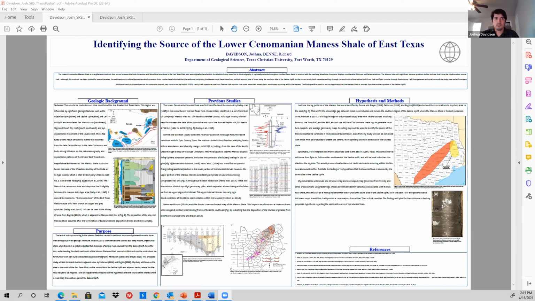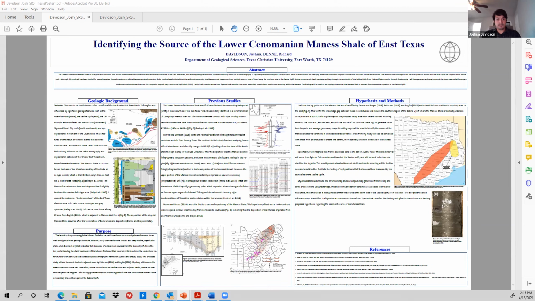Everyone, we're going to go ahead and get started with our first speaker, Josh Davidson, on the topic of identifying the source of the Lower Cinnamonian mantle shell. Yep. Go ahead and start. Okay.